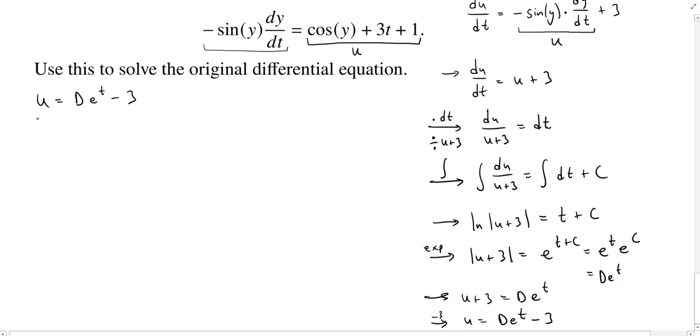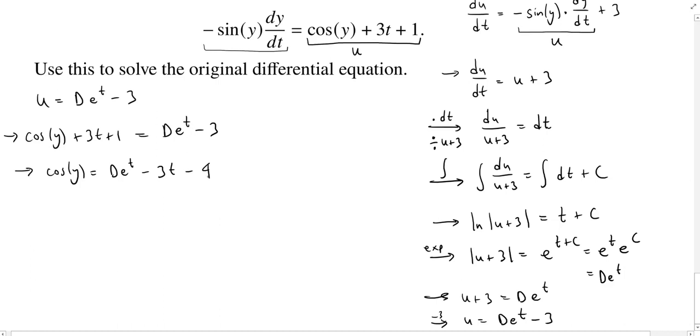And so u, I can replace with cosine of y plus 3t plus 1 equals d e to the t minus 3. Let's leave the cosine on the left and put all the t's on the right. So I'll have cosine of y equals d e to the t minus 3t, and plus 1 moves over, becomes a minus 1, so we get minus 4.